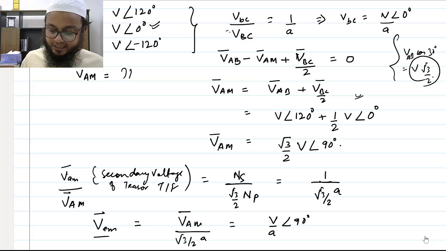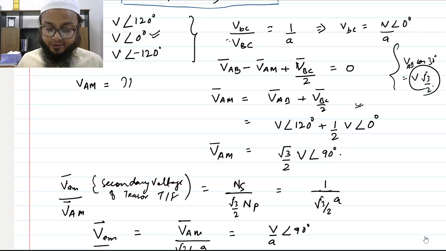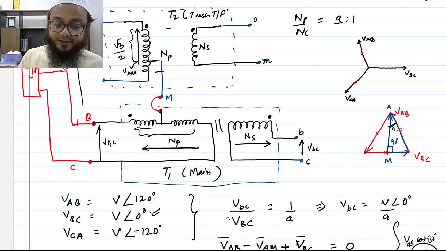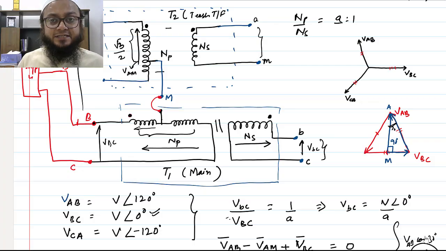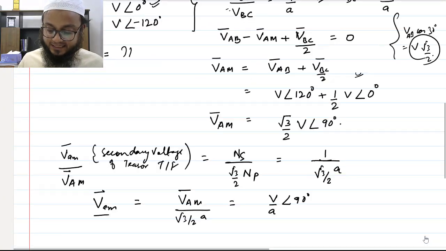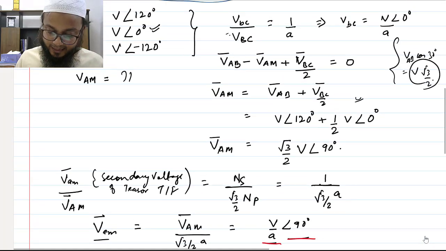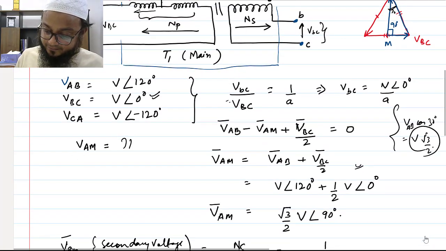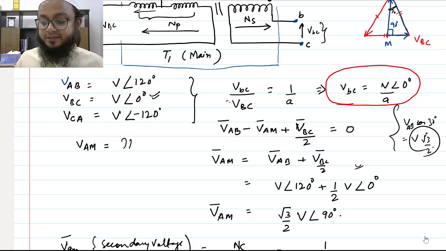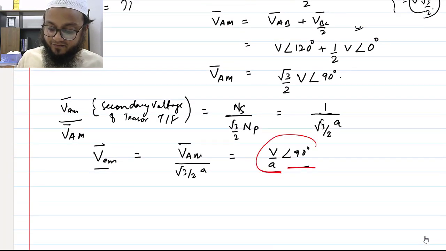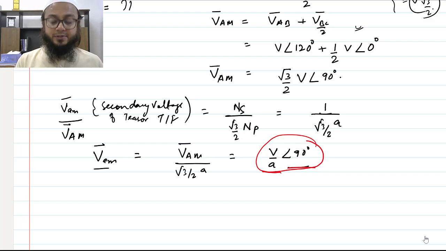So you see here the phase voltages on the secondary side, the two phases, are of the same magnitude and are displaced at an angle of 90 degrees. Same magnitude, V by A at an angle of 90 degrees, and the VBC voltage was V by A at an angle of 0 degrees. So that's how we have converted a three-phase voltage to a two-phase voltage.